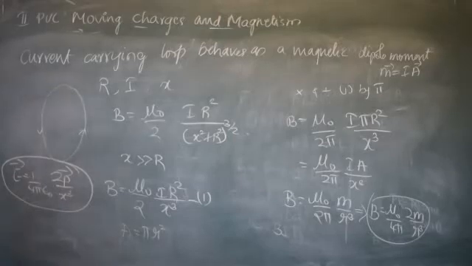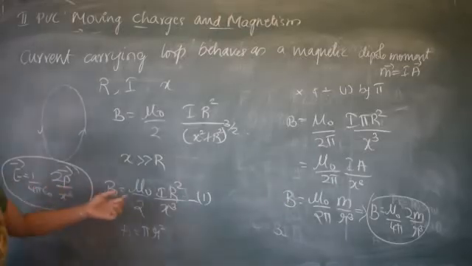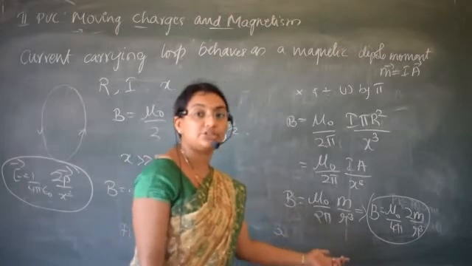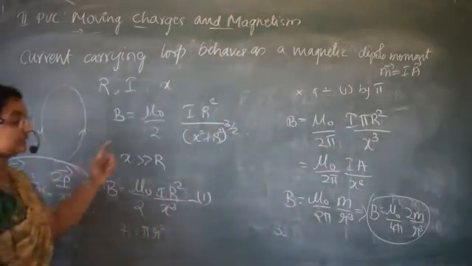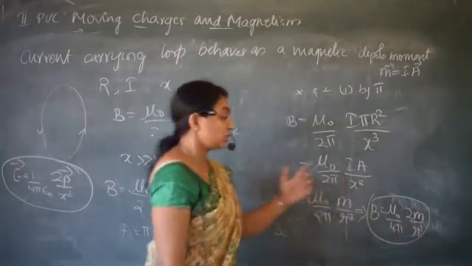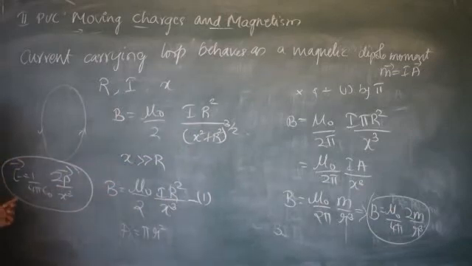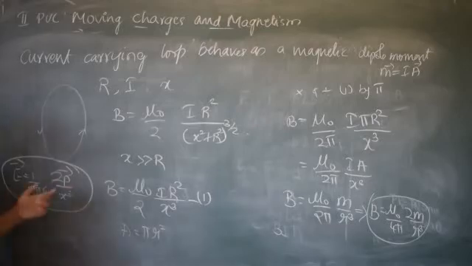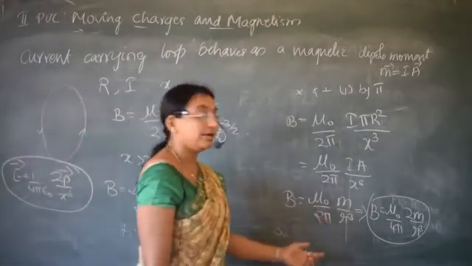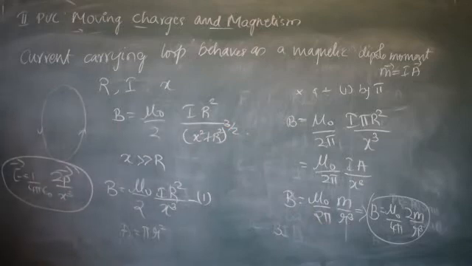So here it was the electric dipole moment, this is the magnetic dipole moment. Understood? The expressions of the magnetic field and the electric field are the same. This is the expression for the magnetic field due to a magnetic dipole moment. Correct?